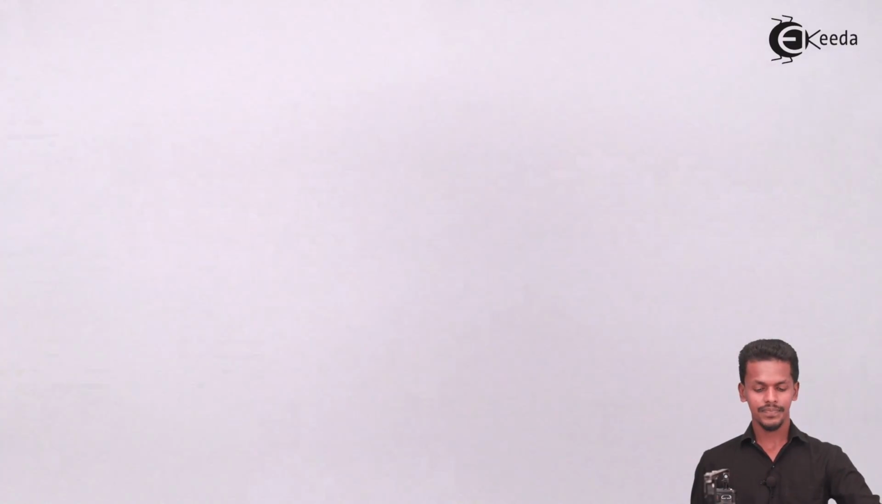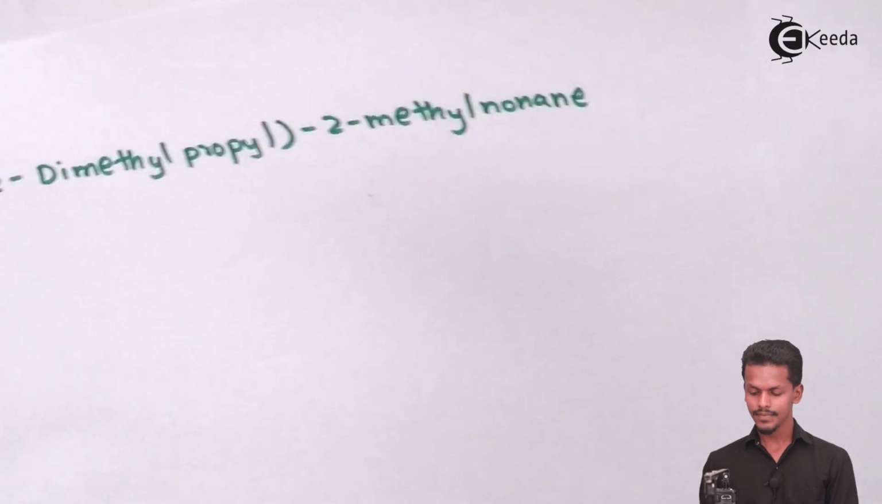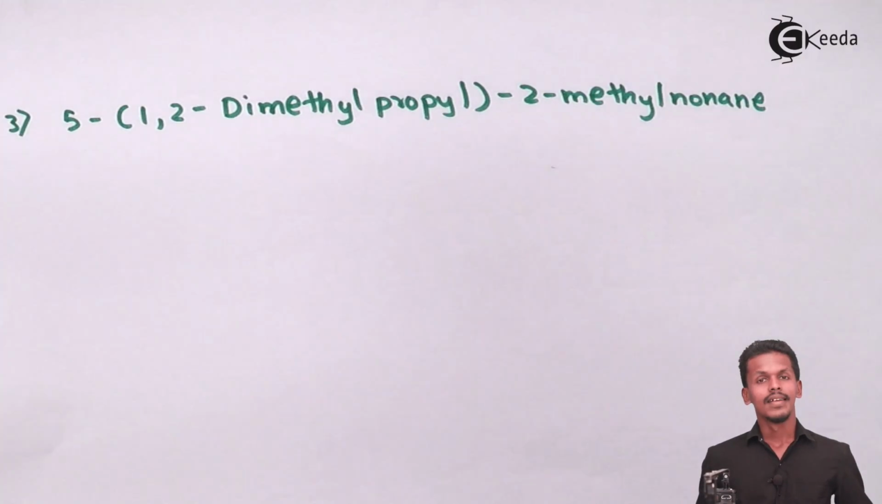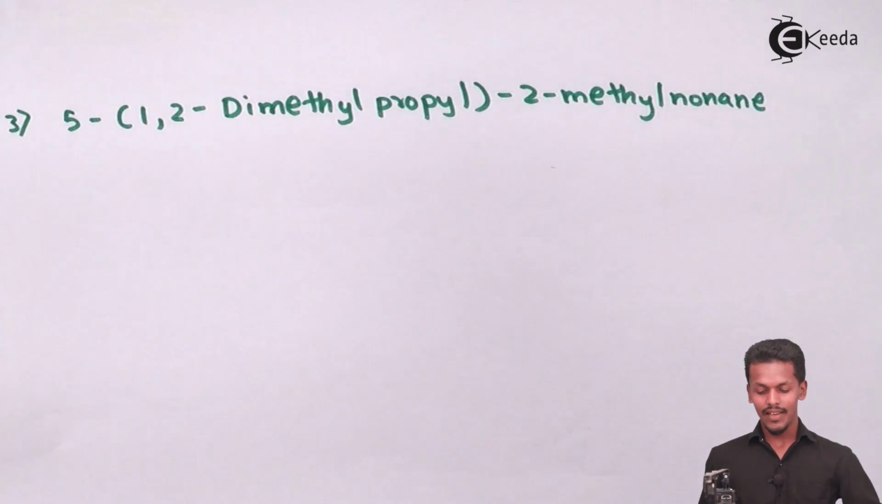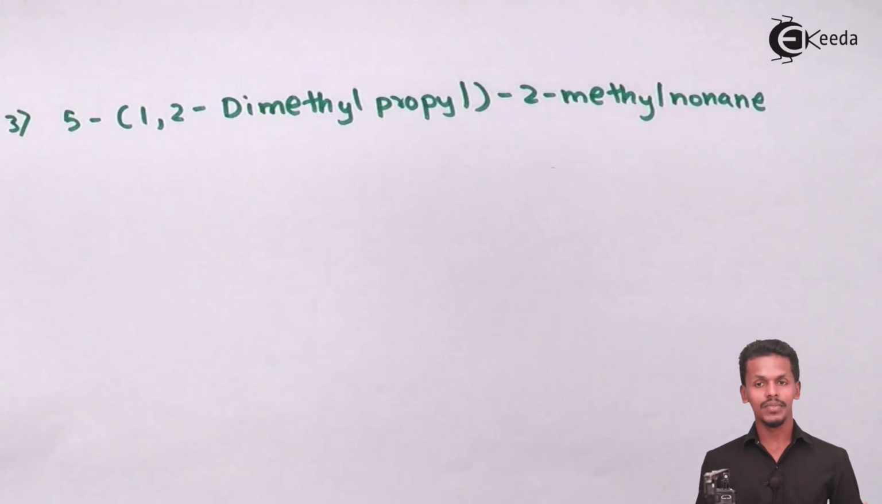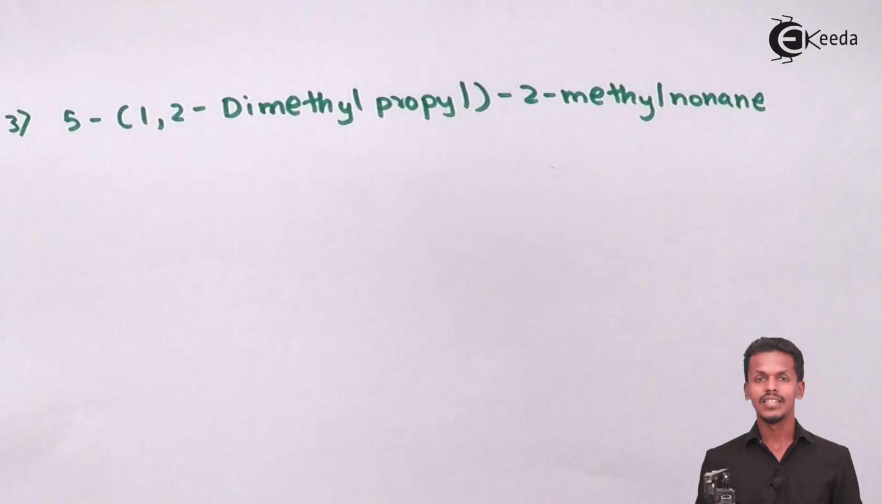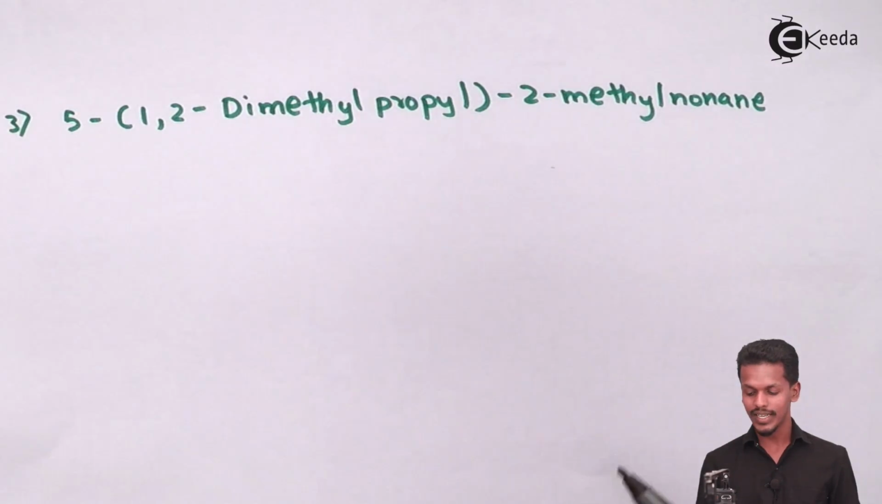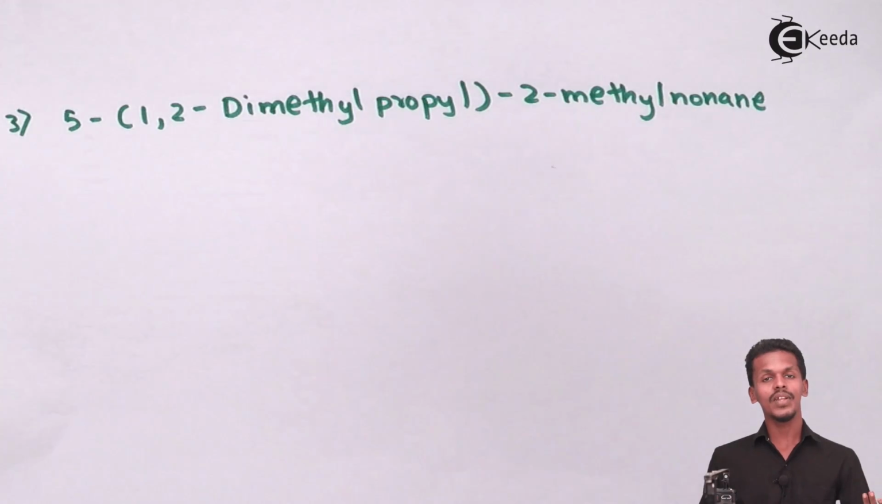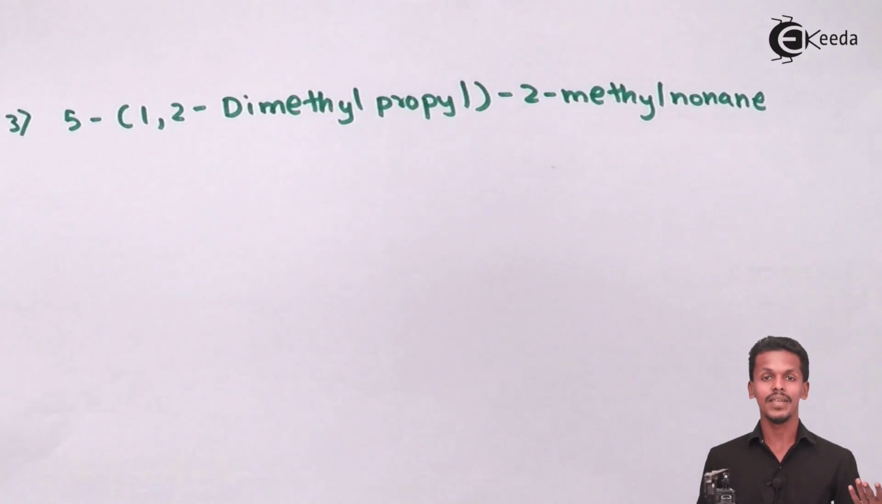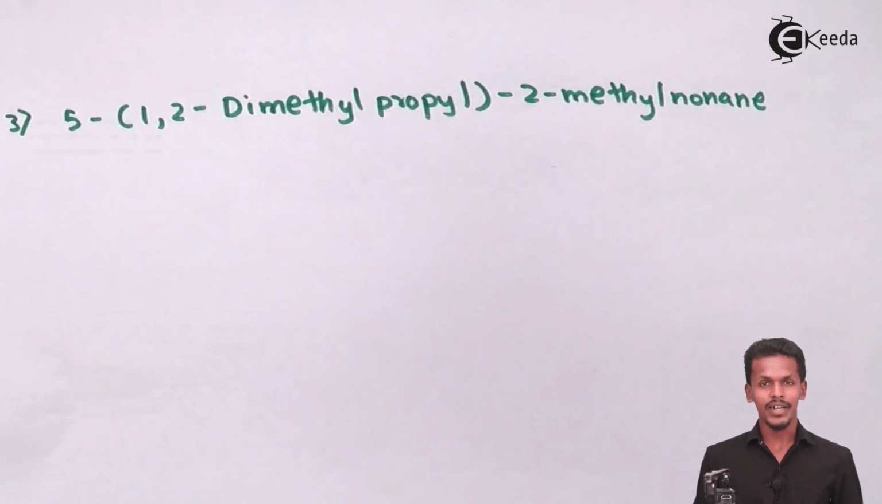So the third one is, so this is the third one that we have, and we have to draw the structure of this thing. So let us understand what would be the parent hydrocarbon. Again, the name itself, we have to just observe the suffix, and in this suffix I have got to know that it is nonane. So nonane is a hydrocarbon which consists of basically 9 carbon atoms.